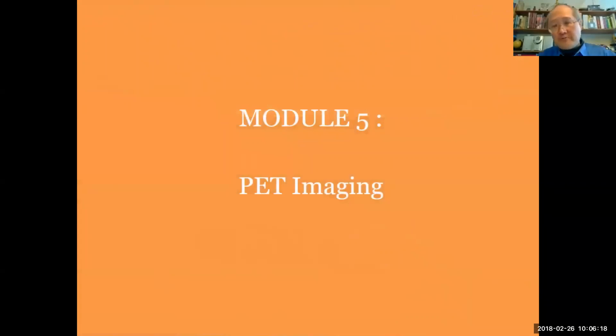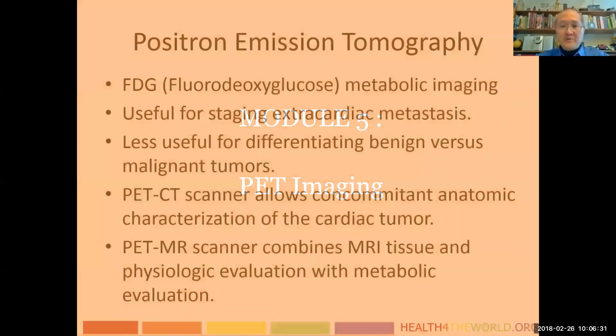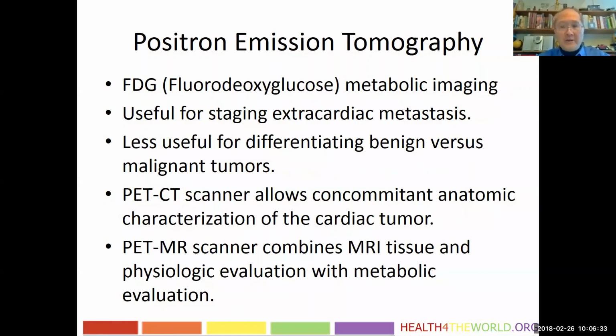We have finished module 4, where we looked at malignant primary tumors of the heart. We're going to briefly look, in module number 5, at PET imaging. We're not going to spend too much time talking about it, but PET is an adjunct imaging that is important for staging the cardiac tumors.